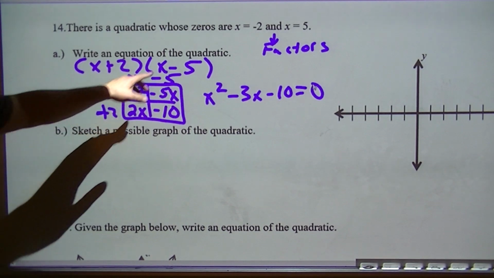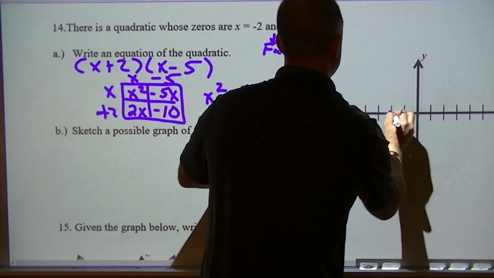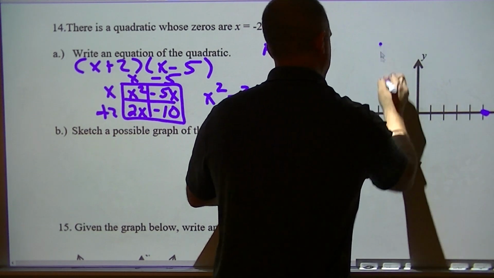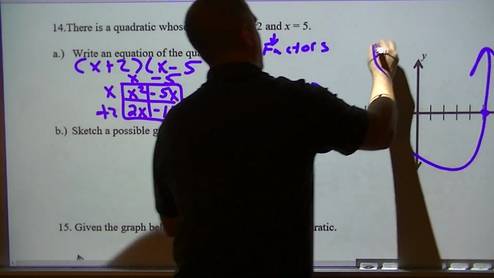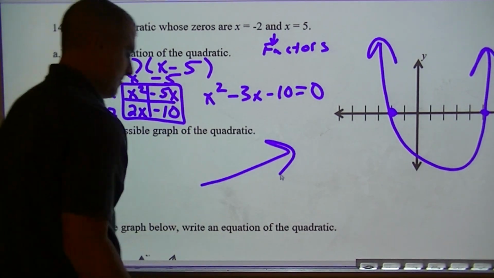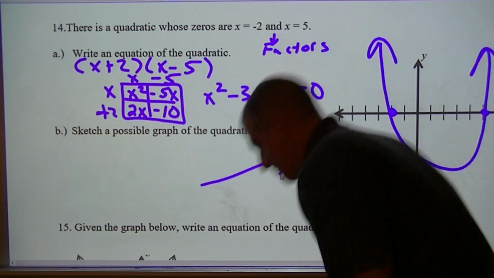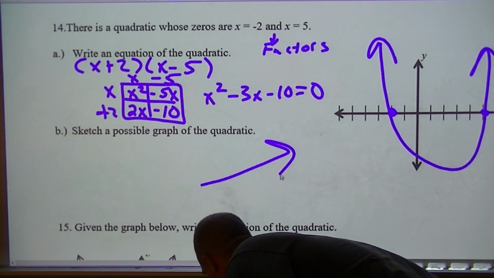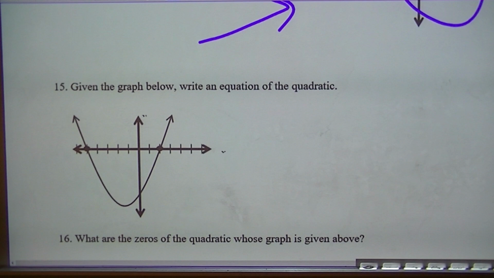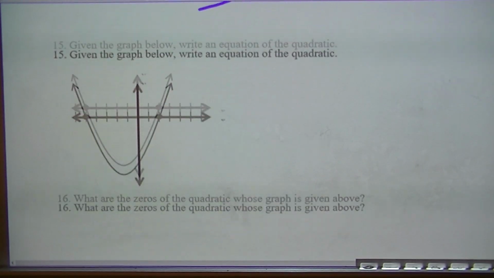Sketch a possible graph. So the idea is that if it crosses at -2 and it crosses at 5, I can just make a generic quadratic, okay? So that's how you would make the sketch, right over here, okay? Pretty simple, okay? All right, moving on.